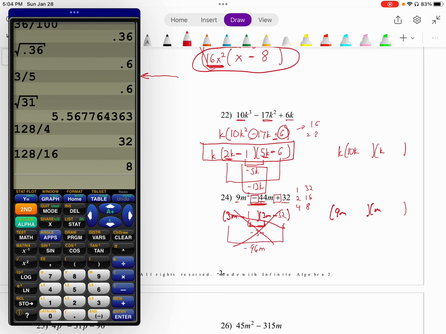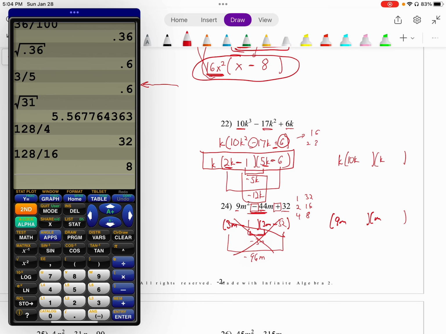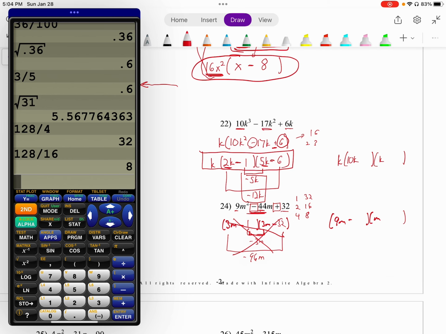So now we're going to try 9m and m over here to the right. And let's go ahead and try, we know it's both negatives. Let's try 4 and 8. Well, that's going to be way over. So that's negative 4m. And this is negative 72m. Oops, negative 72, which does not give us the negative 44.